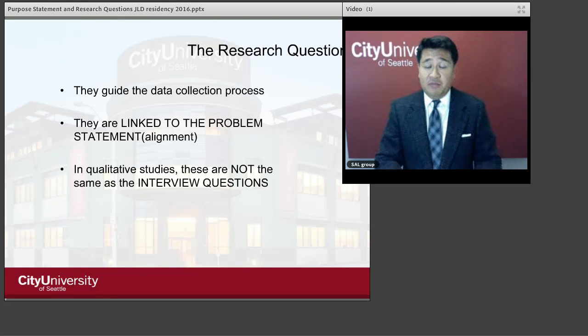Typically, this is just for example, in a qualitative study, you'll have 2, maybe 3, maybe 4, 2 or 3 research questions, but you may have 10 to 15 interview questions that are linked to the research questions.